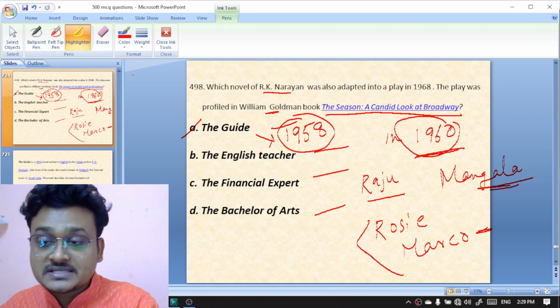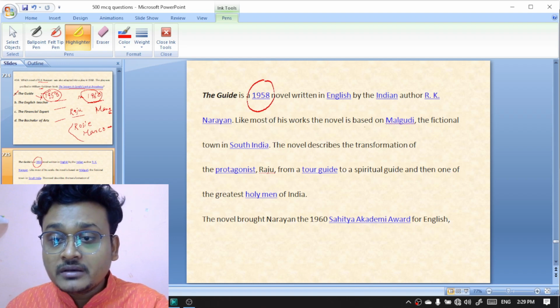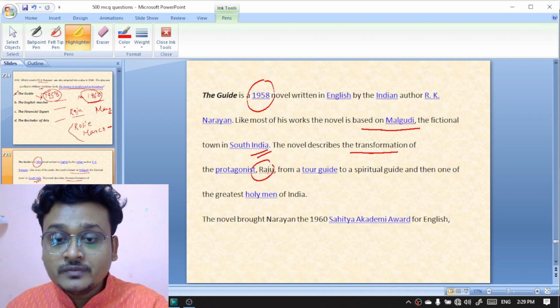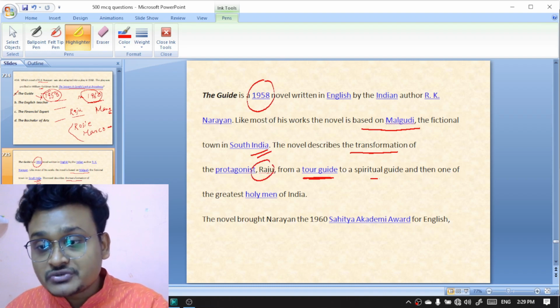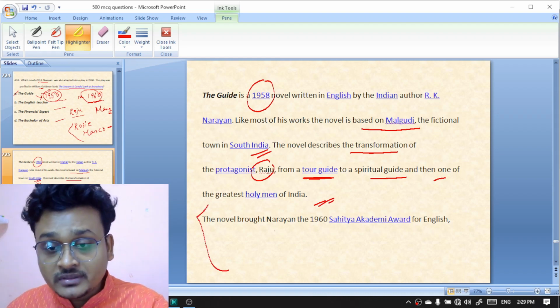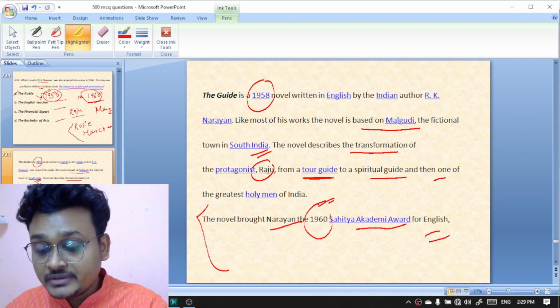So let's look at this explanation. The Guide is a 1958 novel by R.K. Narayan, set in Malgudi, the fictional town in South India. It tells the transformation of the protagonist Raju from a railway tour guide to a spiritual guide and then one of the greatest holy men of India. This novel won Narayan the 1960 Sahitya Akademi Award for English. And the village Mangala appears in that novel.